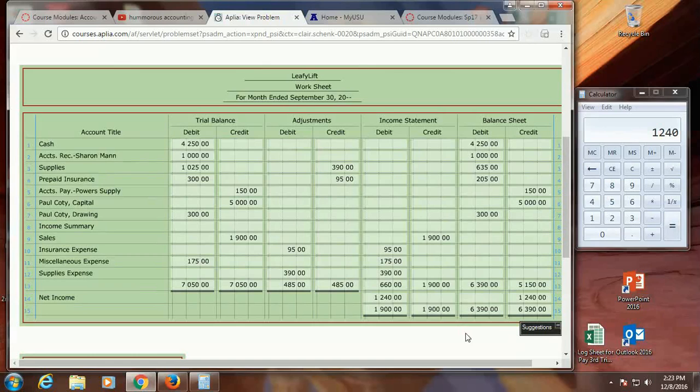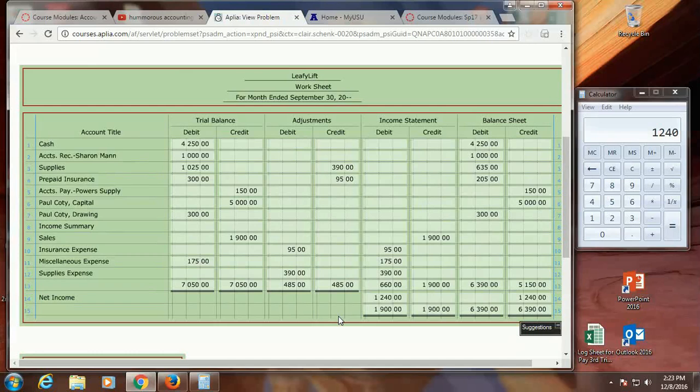Okay, so if you noticed, the difference between the two numbers on the balance sheet was 1,240, and the difference between the two numbers on the income statement was 1,240, which are the same numbers, which means I did it correctly because I came up with the same numbers. And that is my net income. So I made a profit this month. In September, I made a profit of $1,240. And I know I've done it correctly because I came up with the same numbers.